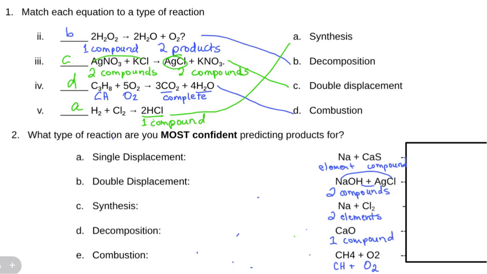And in this case, notice that we don't have much more information to tell us whether to use complete or incomplete. So when you're predicting CH plus O2 reactions, it'll tell you to use complete or incomplete. And for incomplete, it's going to tell you what products to use.